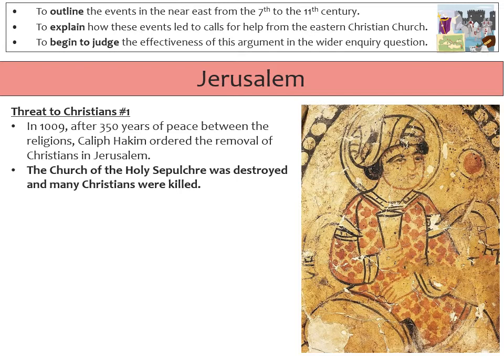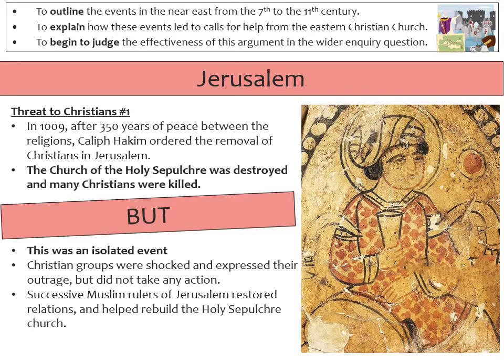Now, what you then think is, well, that's the 11th century. We're now seeing a disintegration of relations between Christians and Muslims. That's going to lead to tension that could potentially lead to the call for crusade. However, this was an isolated event. It shocked Christian groups in Western Europe. They expressed their outrage, but they didn't do anything.